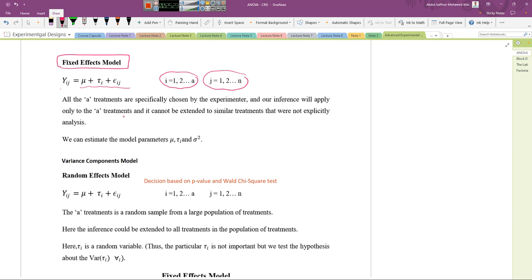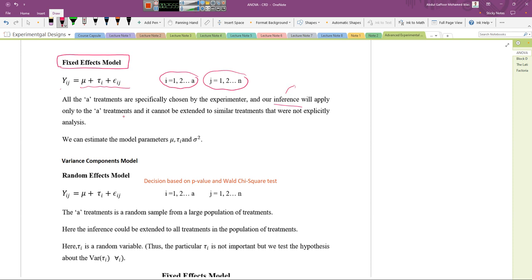All the treatments or levels we can say, but the factor is different. Factor is different, but treatments and levels are the same, right? So the factor is the teaching method, and the treatments or the levels are online, hybrid, and in person. They are specifically chosen by the experimenter, and our inference is the assumption that we are going to make regarding our population. Here we will actually perform this hypothesis testing.